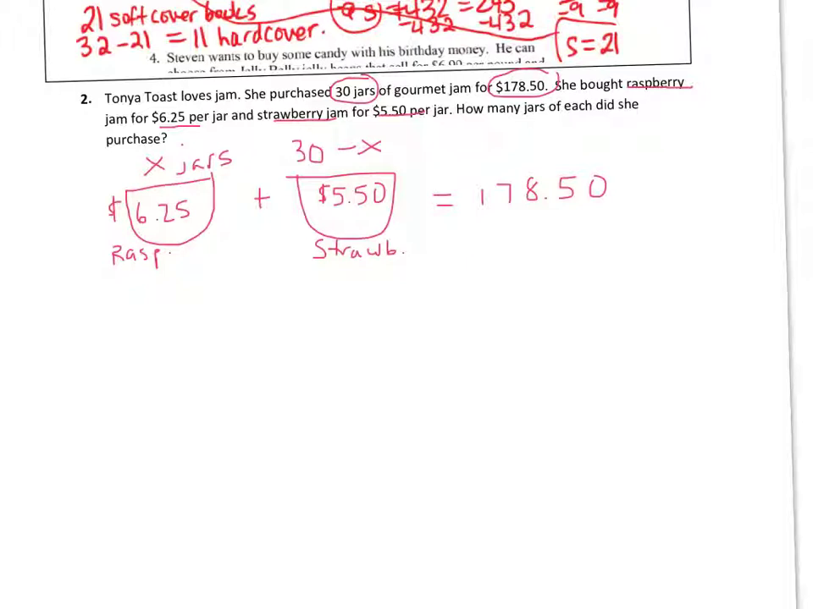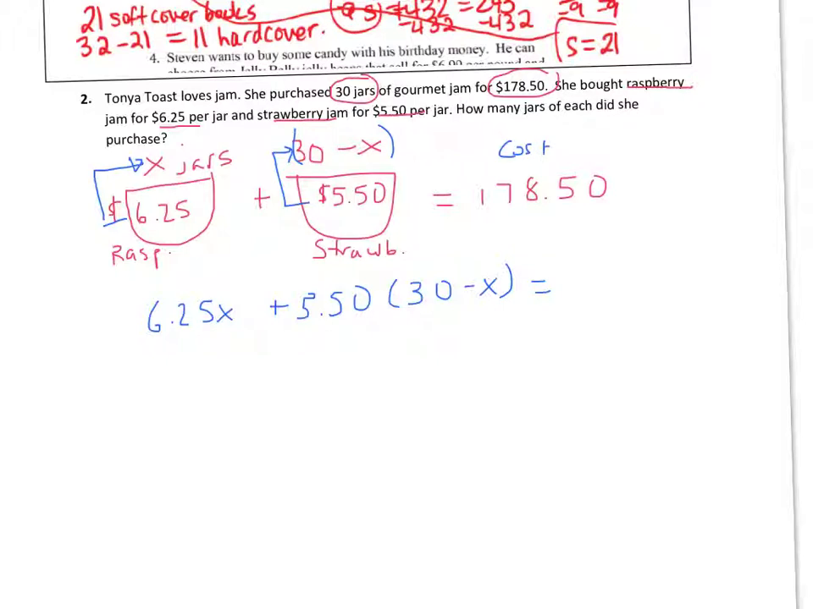So when I set up the equation, I'm going to take my cost associated with each jar and multiply it by my amount. So I have $6.25 times X plus $5.50 multiplied by the group 30 minus X. Put the expression 30 minus X in parentheses. We set that equal to the total cost, $178.50.